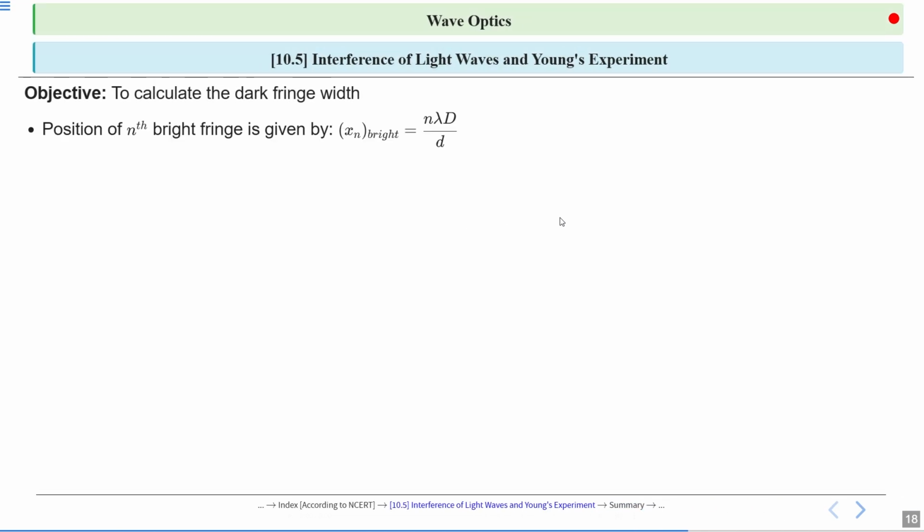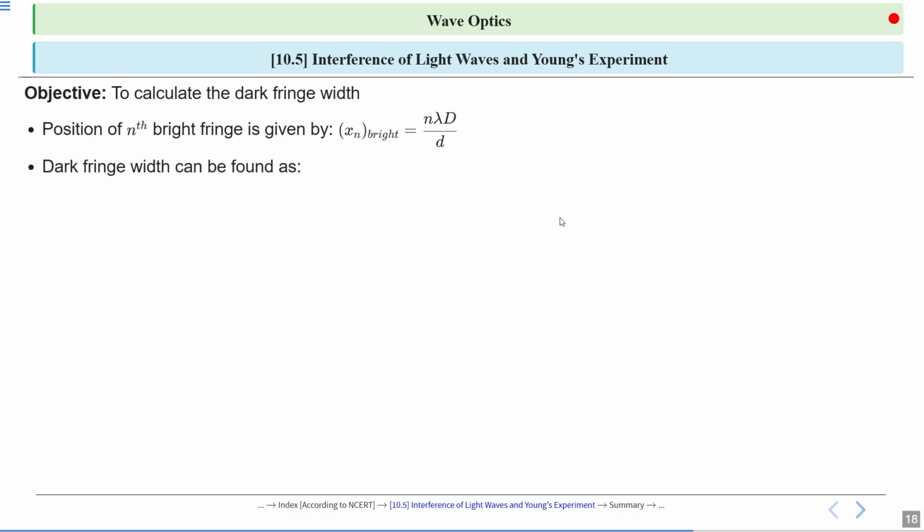Okay, so let's start by looking at the position of bright fringes. The position of the nth bright fringe is given by the formula x n bright is equal to n lambda capital D upon d. Here n is the fringe order. Now we have to find the fringe width of the dark fringe. The width of the dark fringe is given by the separation between two consecutive bright fringes.